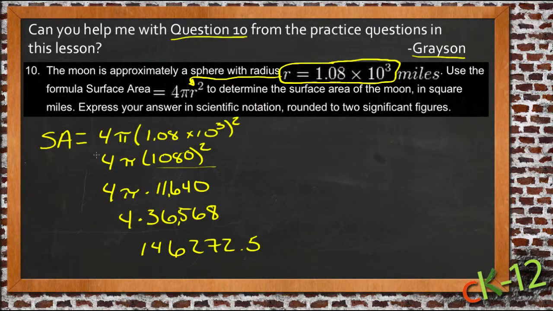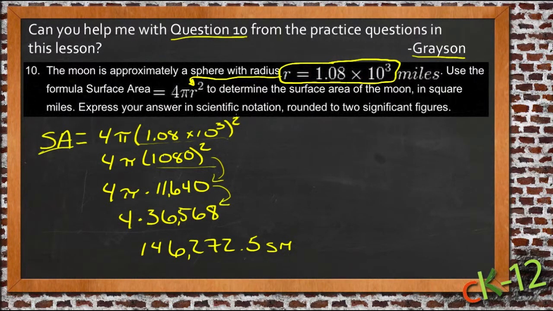Okay, so we've taken our surface area formula, inserted the number we were given for the radius, squared that number, then multiplied that squared number times pi, and that number times 4. So our answer is 146,272 and a half square miles.